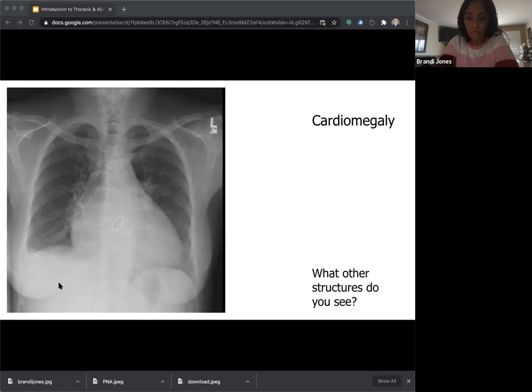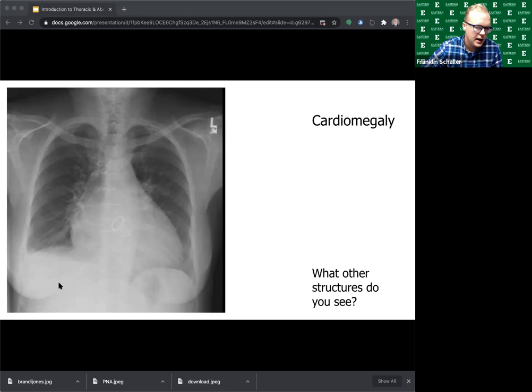Yes, thank you for pointing that out, Brandy. So if you have the chest x-ray pulled up yourself on PACS or whatever imaging technology you're using, they will give you a ruler that you can use to look for that. Is it greater than 50%?